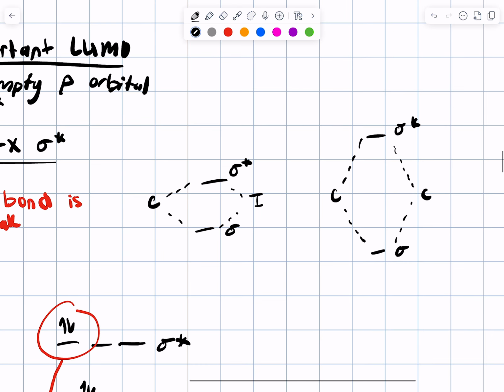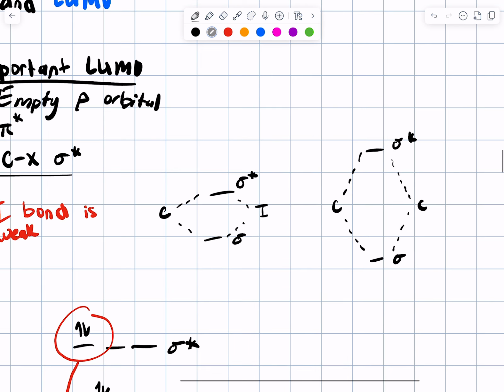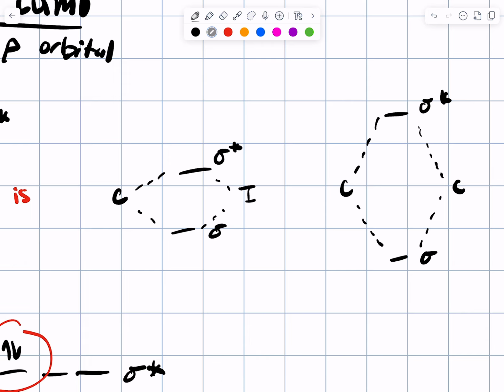Now for a LUMO, we're looking for the lowest unoccupied molecular orbital. So if I've got a molecule that has both a carbon-carbon sigma orbital and a carbon-iodine sigma orbital, I'll simply see that if I'm looking for the lowest unoccupied molecular orbital, that's going to be the one closest to the middle, which results in that carbon-halogen bond being the more likely LUMO candidate. And it's a result, again, of that bond being weak.